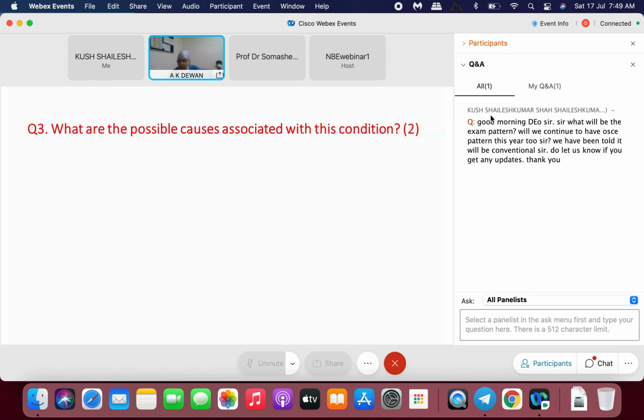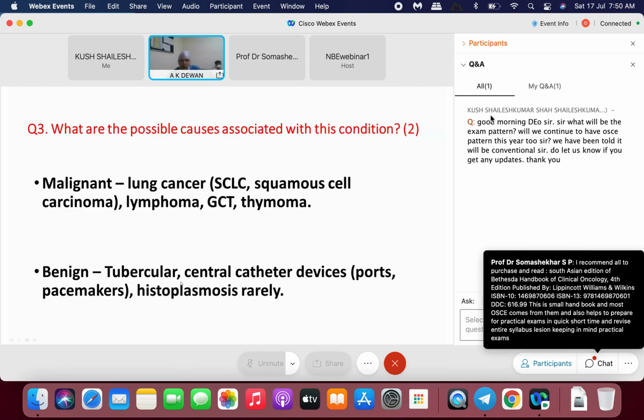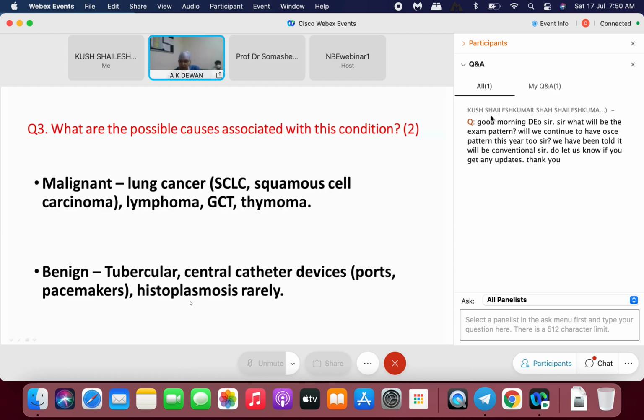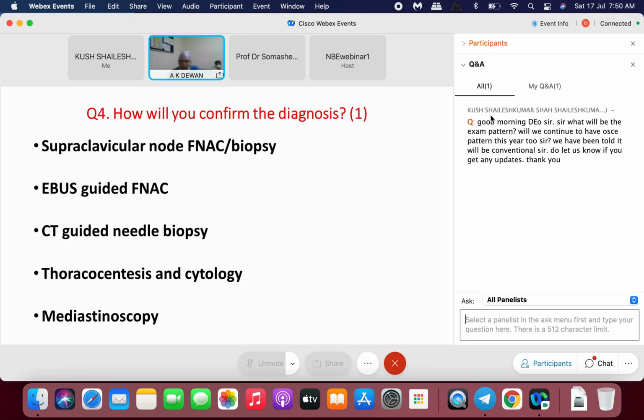So what are the possible causes associated with this SVC obstruction? You can classify malignant, benign. Malignant is lung cancer. If you have time, you can write down small cell lung cancer, squamous cell carcinoma. If you don't have time, write lung cancer, lymphoma, germ cell tumor, thymoma, and benign: tubercular, central venous catheters, ports, pacemakers, histoplasmosis rarely. Means you have to be very, very precise. Don't write a story. Next, how will you confirm the diagnosis? Mind you, this is only a 1 mark question. I have given various options because this is expected from the examiner.